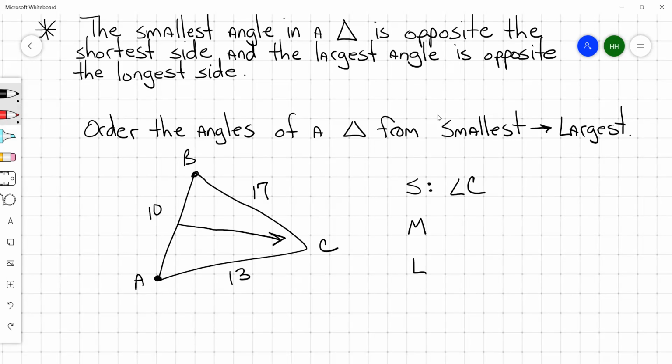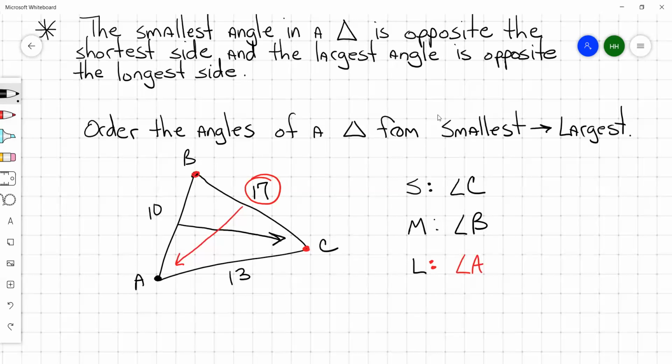The largest angle is opposite the longest side. So if 17 is your longest side, and it represents side BC, then angle A right here would be your largest angle. So the largest angle, angle A. And of course, your medium angle, or your angle in the middle, is going to be opposite the side that has a length in between the shortest and the longest. So this is going to be angle B.